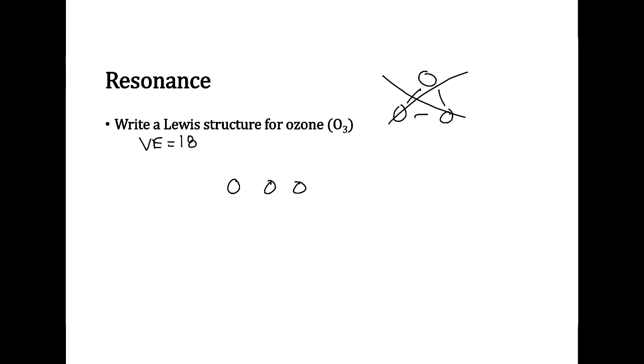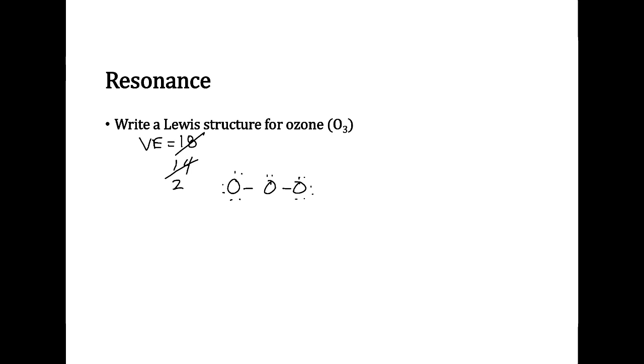As we look at this, we'll start off like we did before. We'll add a single bond first. So we've used up 4 valence electrons, which takes us down to 14. Now we need to complete the octet on the outer oxygens first, those terminal oxygens. We used up 12 valence electrons, so we're down to 2. So we can put 2 valence electrons on that central oxygen. Now both of the terminal oxygens obey the octet rule. The central oxygen does not.